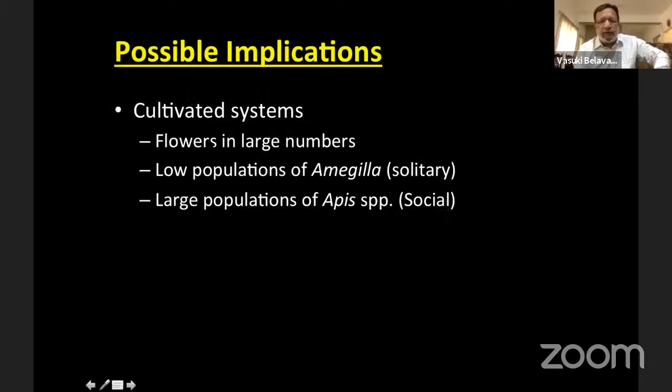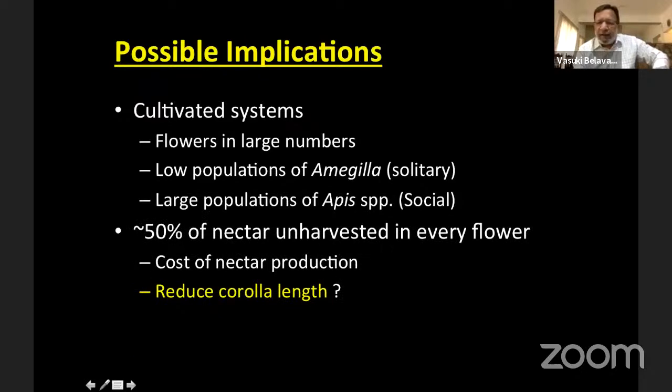In the cultivated systems, the flowers are in large numbers. There are low populations of Amegilla, which are solitary, and large populations of Apis because they are social. 50% of the nectar remains unharvested in every flower when the Apis visit, or when the maximum number of flowers are actually visited by the Apis, because in the peak flowering season it is only the Apis, the bees, which are visiting.